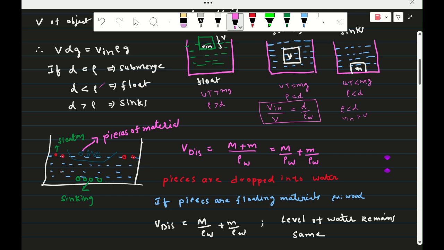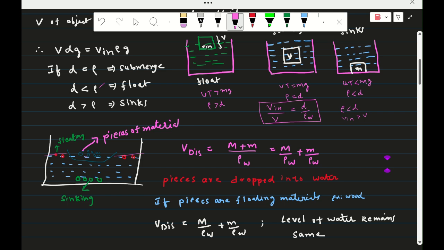Right now, see, here there's a boat carrying some piece of material initially. This is the level of water when the boat is carrying some piece of material. That may be a sinking material or a floating material. The two things can be: something is floating, something is sinking. So consider any one material. In one case consider a floating material, in another case a sinking material.